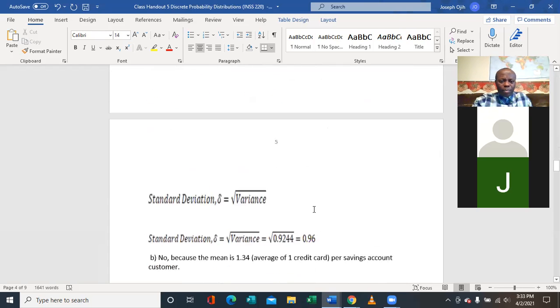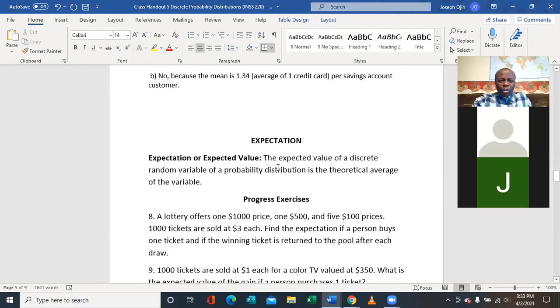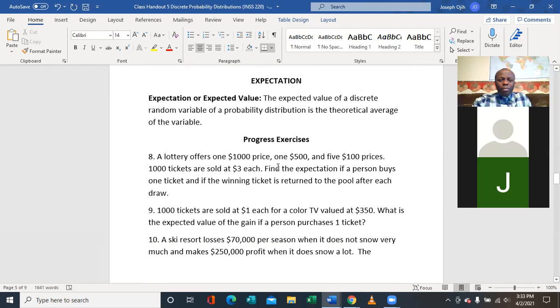Now I'm going back to expectation. Expectation of a discrete random variable simply means the theoretical average. The theoretical average of the random variable. Now, it gives us the average amount that we should expect for that random variable.